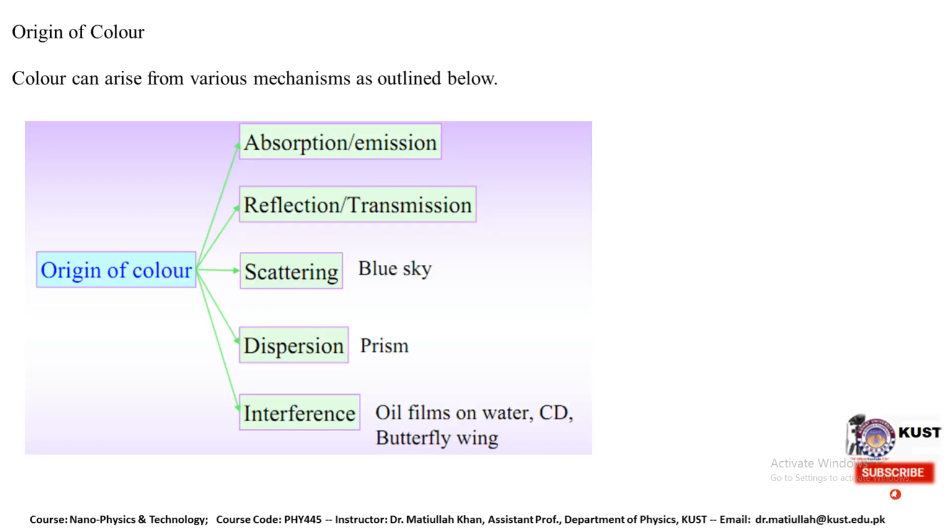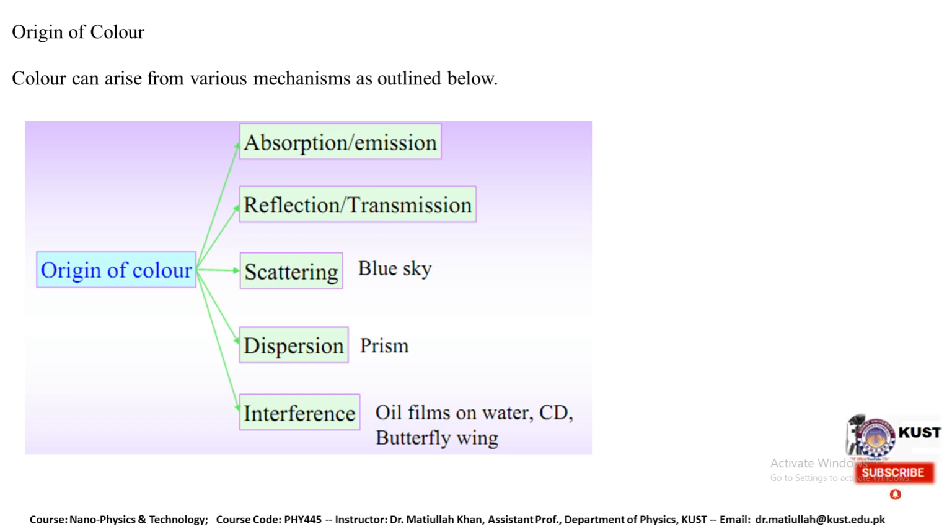So how does color originate from a material? There are different mechanisms responsible for that. The first one is the absorption and emission process. The light is absorbed, and that is why we can see something with different colors, or the emission process is also responsible for that. The second one is the reflection and transmission process. The light is reflected or transmitted, which also causes the origin of color. In some cases we have scattering phenomena, just like the sky, which looks blue because of scattering.